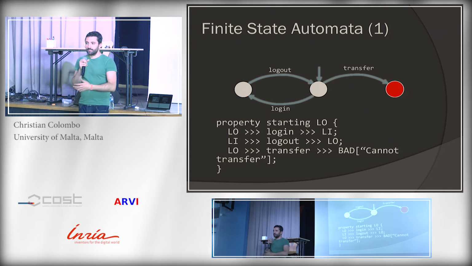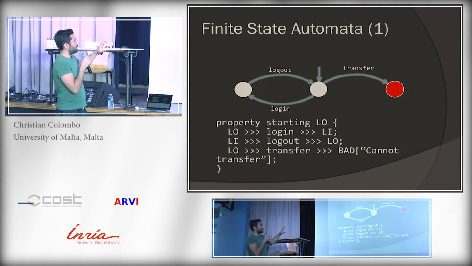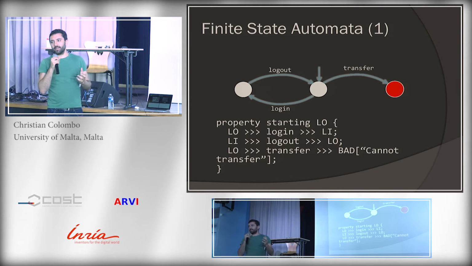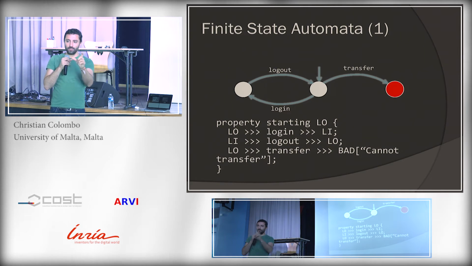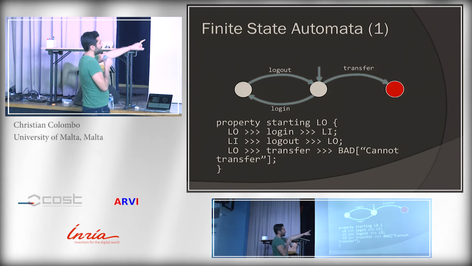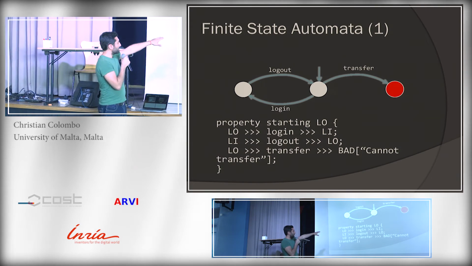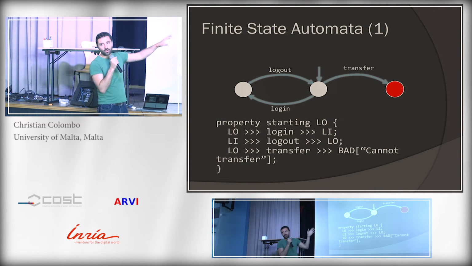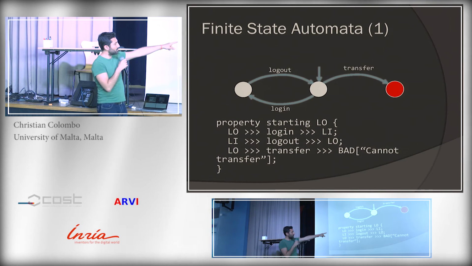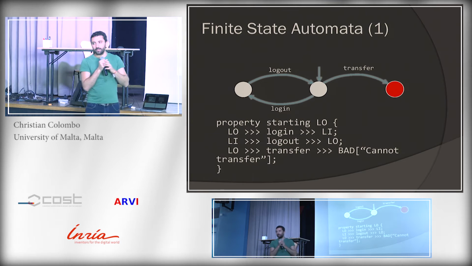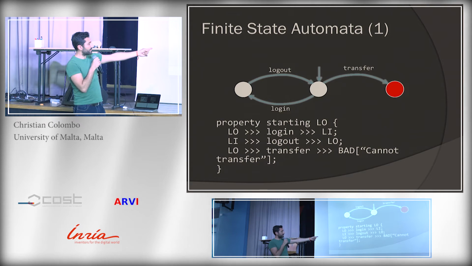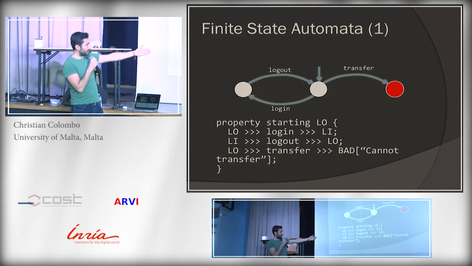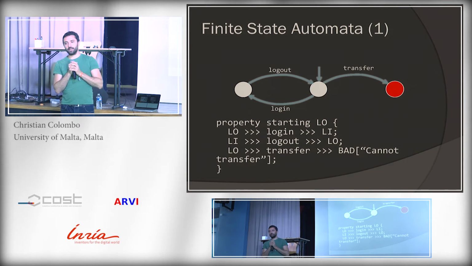So how would we write this into code? Our language will look something like this. We kept it simple again, and you have the compiler inside that rvtool project. So we named the automaton. The property will start at state LO, logged out. From LO it goes to logged in, LI, on login event. From LI it goes to logged out on logout. If it detects a transfer from logged out, we end up in the bad state.